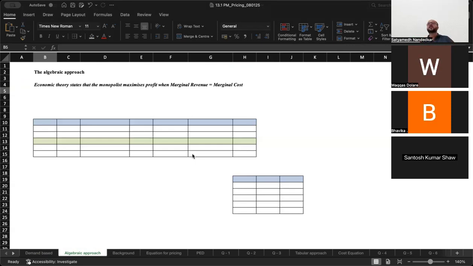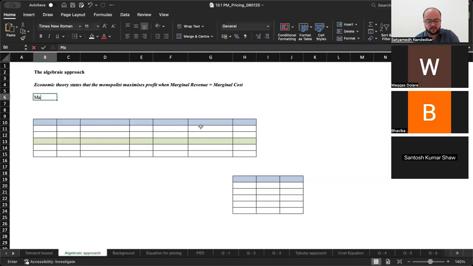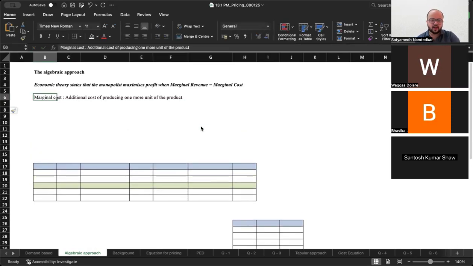In economics, you must have studied in 12th standard different types of markets: perfect competition, monopolistic competition, monopoly, oligopoly. This is the monopoly situation. And then later this logic gets extended elsewhere. Now, there are two terms that they have written here. One is marginal cost. This is the additional cost of producing one more unit of the product. What is marginal cost? Additional cost of producing one more unit of the product.